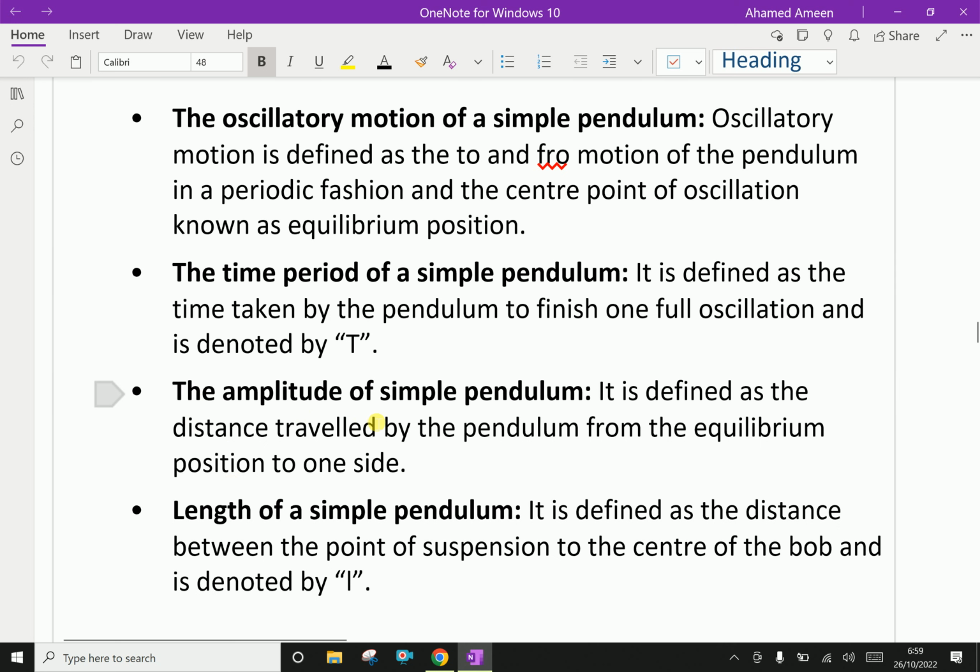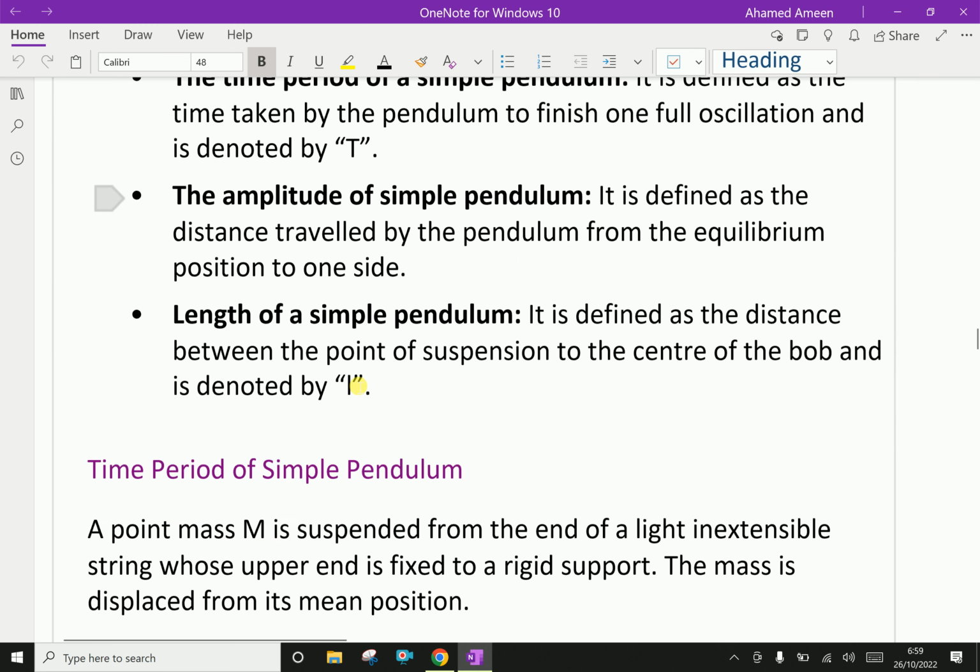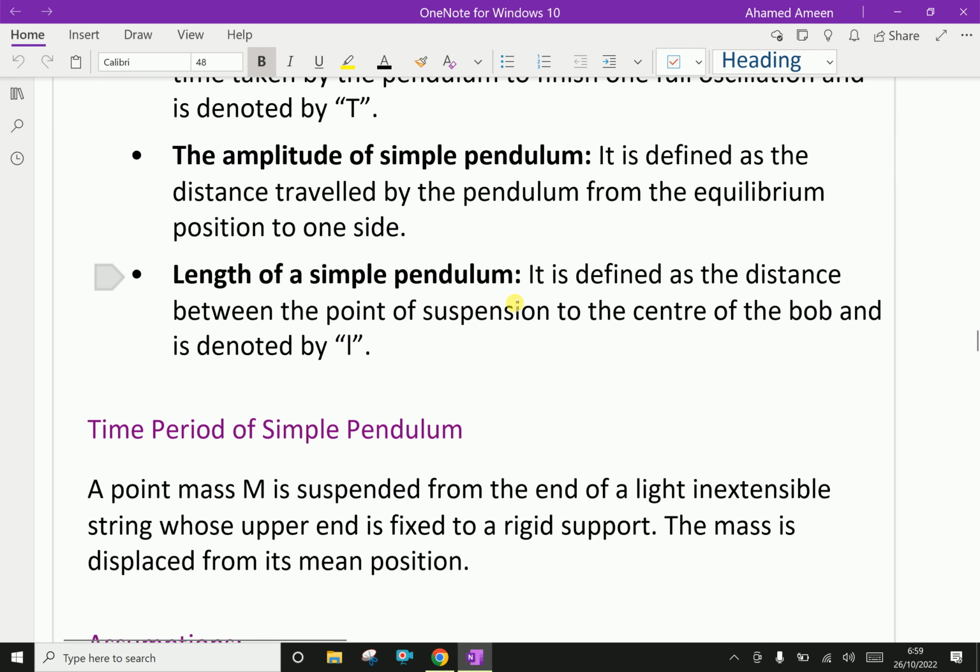The amplitude of a simple pendulum is defined as the distance traveled by the pendulum from the equilibrium position to one side. So from the center point to one side, the distance is called the amplitude of a simple pendulum. Length of a simple pendulum is defined as the distance between the point of suspension and the center of the bob, and is denoted by L.